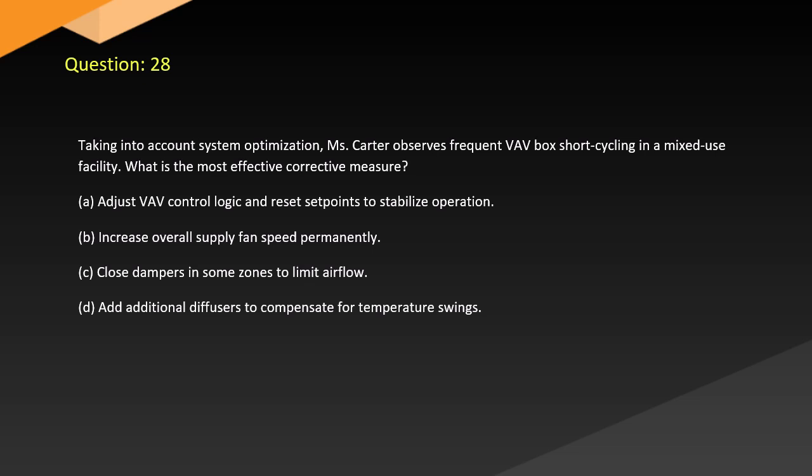Question 20. Taking into account system optimization, HRConquer observes frequent valve box short cycling in a mixed-use facility. What is the most effective corrective measure? A. Adjust valve control logic and reset set points to stabilize operation. B. Increase overall supply fan speed permanently. C. Close dampers in some zones to limit airflow. D. Add additional diffusers to compensate for temperature swings.